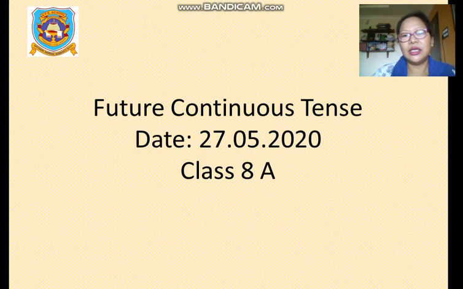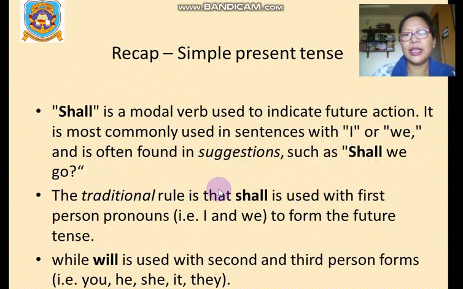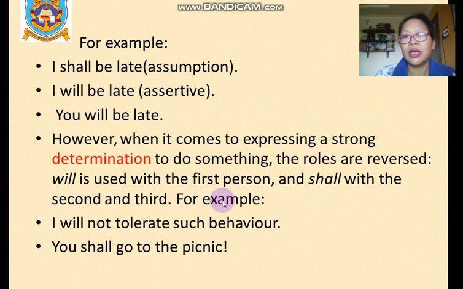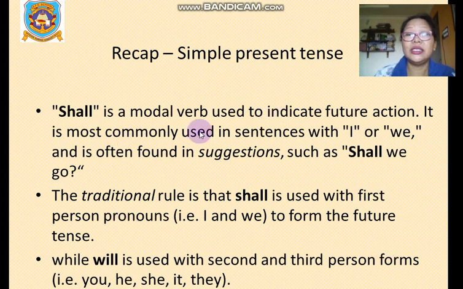In the previous class, we learned the use of shall and will, which is very important. Shall is traditionally used with the first person I or we, and will is used with the second or third person. However, there is an exemption: when we are expressing strong determination, the roles are reversed. So will is used with the first person and shall is used with the second and third person. Shall is often used to give suggestions. Okay, it is used to give suggestions.